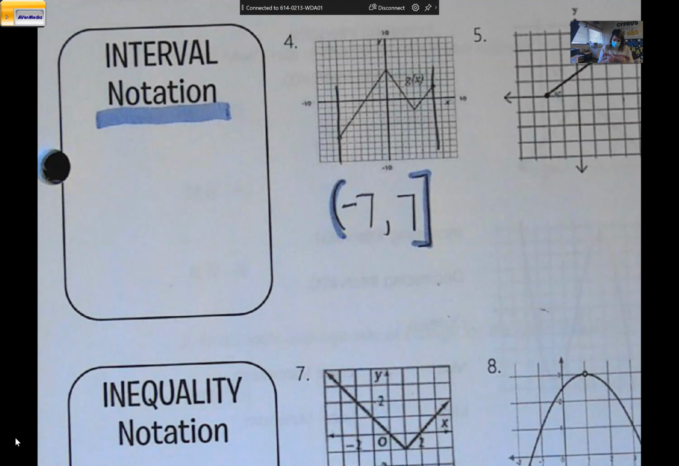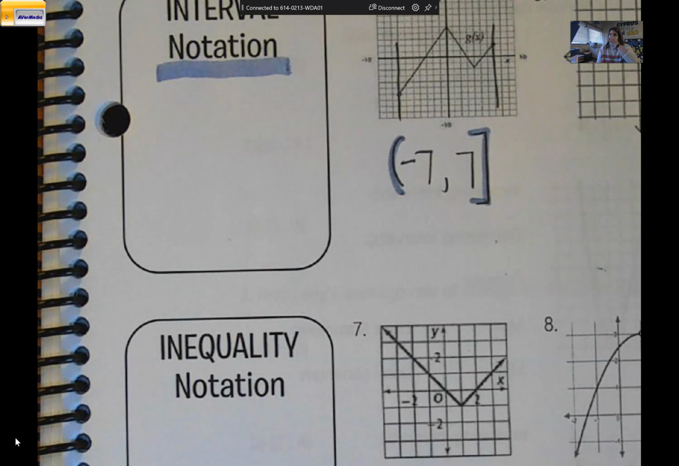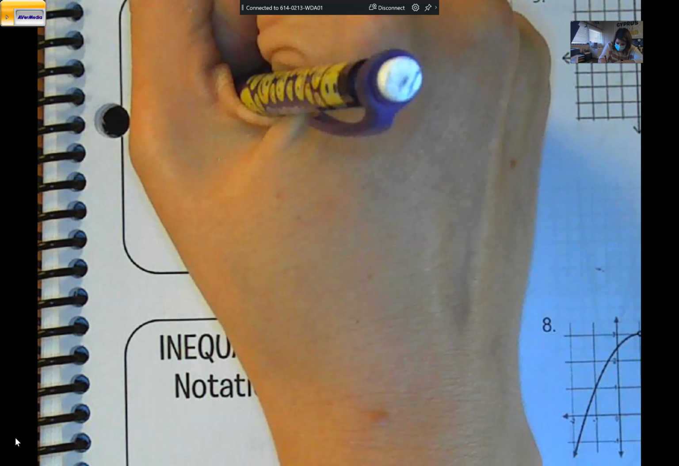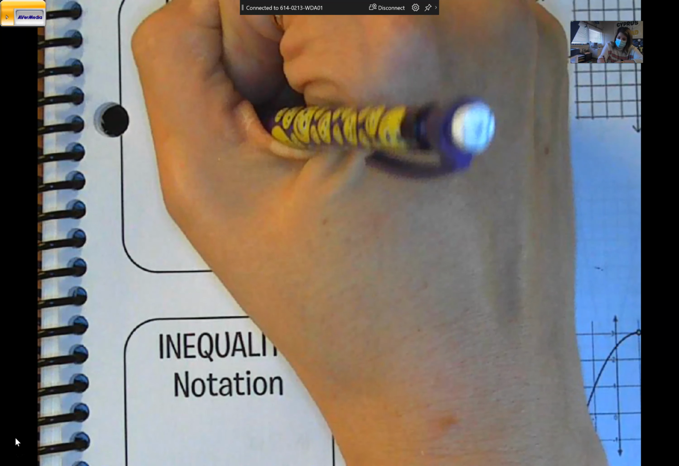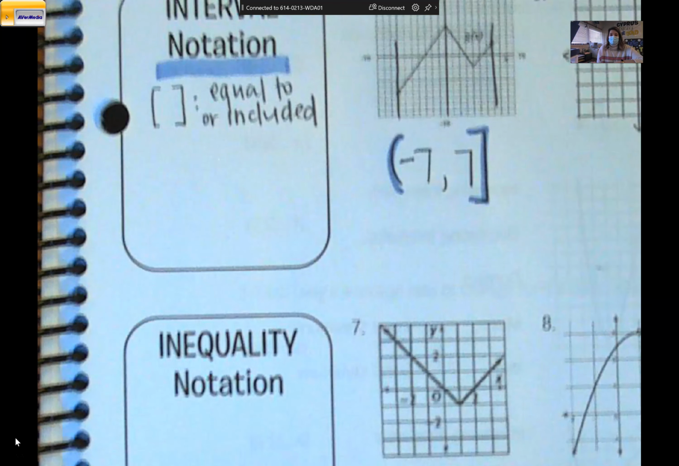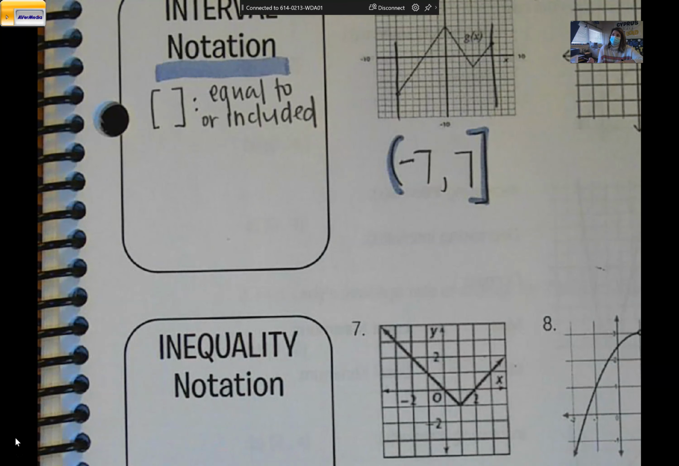So sounds like most of you guys are familiar with interval notation. Is that true? So let's just, for our own reference, make sure that we have the different symbols. So square bracket means equal to or included. Square parentheses or square brackets means it can be equal to or included.